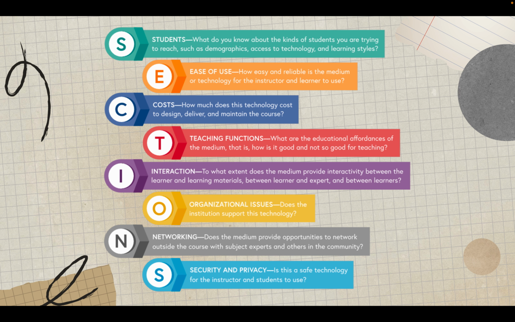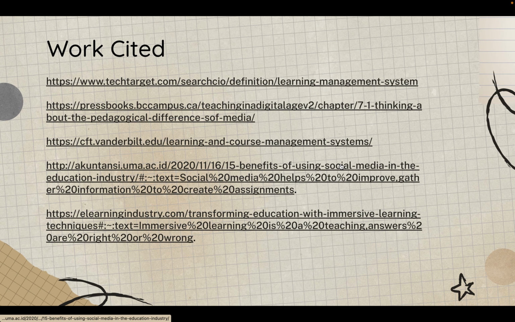And then security and privacy. Man, I don't know about you guys, but cyber hacking and things like that are a huge issue. And so we want to make sure that we're keeping our users, both instructors and students, safe. We don't want to potentially expose them to any harms or risks there. So with all of that, these are some of the works cited that I use to help come up with my information here and my affordances about media technology selection.